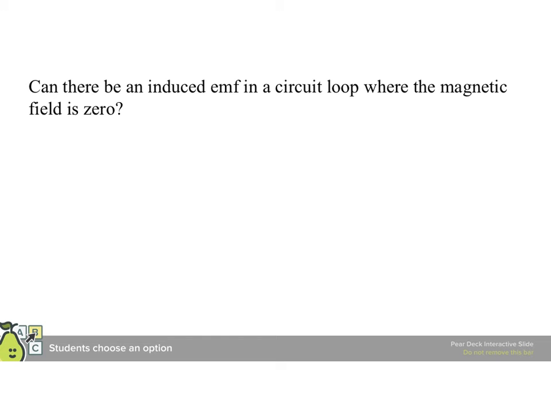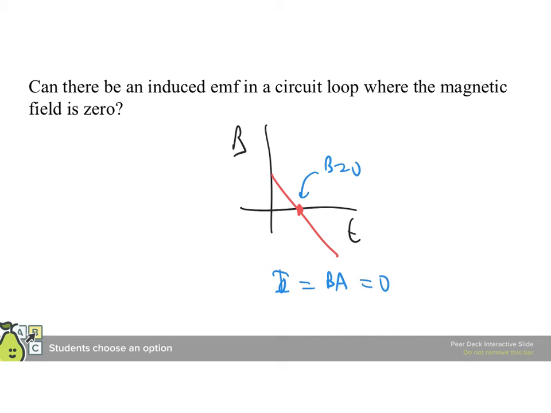It could be going, for instance, you could have a field which looks with time something like this, and at this moment the field is zero. But the flux, which is BA, could be zero, but delta flux over time doesn't have to be zero. Right? It could be just passing through zero.